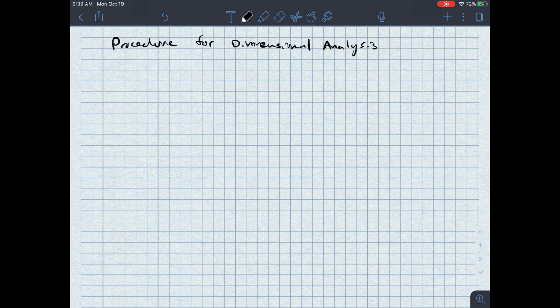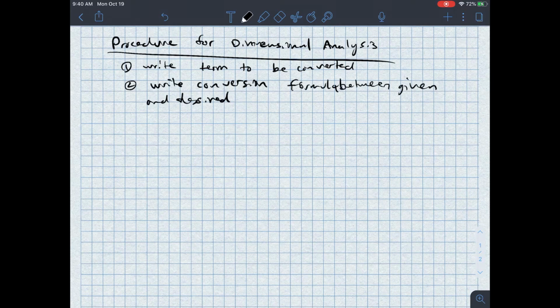So the first step is to write the term to be converted. Step 2 is to write the conversion formula between the given unit and a desired unit. It would be unfair to ask you to remember all of the unit conversions in your head, so I have a handout for this in the video description below. Step 3 is to make a fraction which is equal to 1 of the conversion formula from 2.